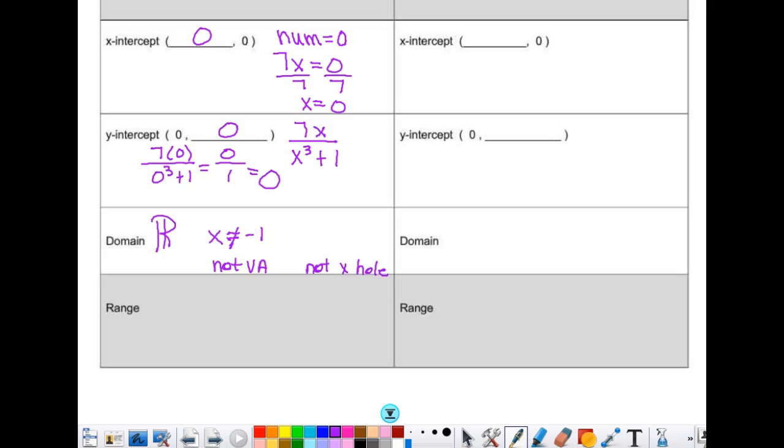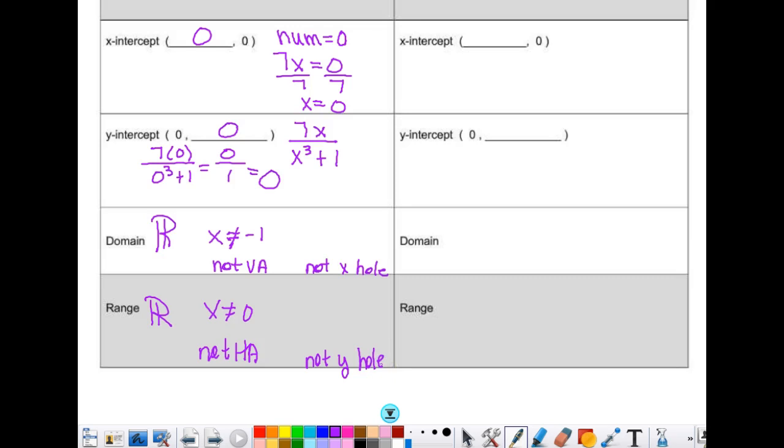What's the range? The range is all real numbers, but it's not the horizontal asymptote. What's the horizontal asymptote? y equals 0. If we had a hole, it would also not be the y value of the hole.